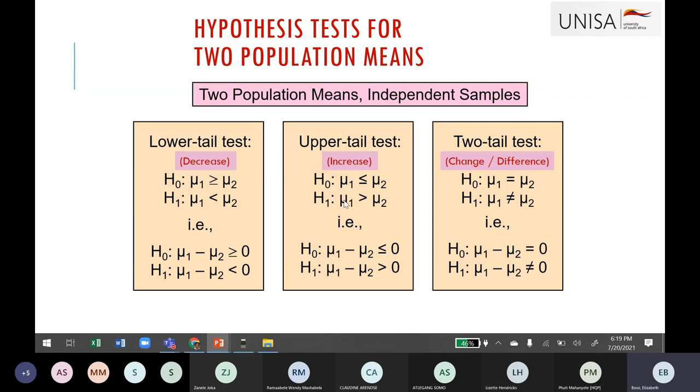If they talk about an increase, then we know that we're doing an upper tail test, or a one-directional upper tail test, which we can also state as the alternative that the mean for population group one is greater than the mean of population two, or we can state it in another manner. For a two-tail test, they might say, is there a difference or is there a change? Then your null hypothesis will say there is no change or there is no difference, and your alternative will say there is a difference, because then you will put an equal and not equal.